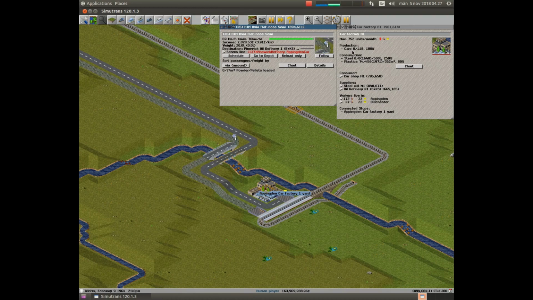A car factory needs more than just plastic or steel. They need both to actually work correctly. That is the main difference between the industry we have dealt with previously and this one.